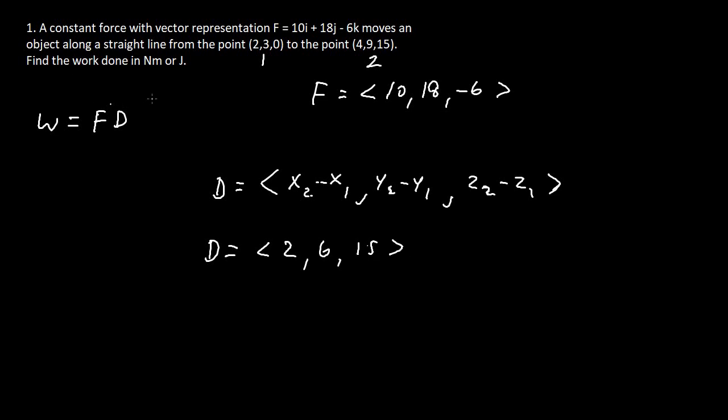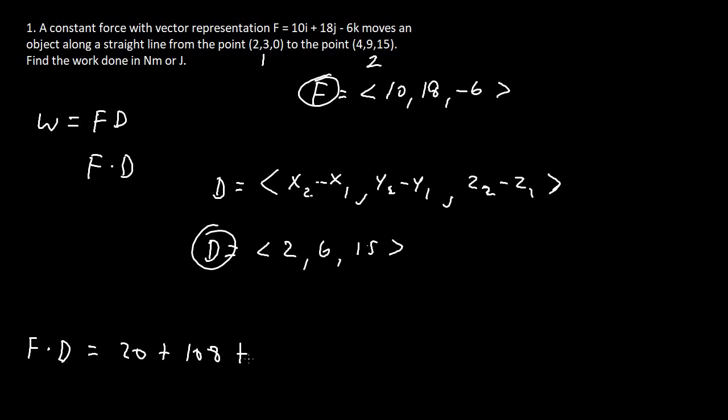So using this formula, given the force vector and the distance vector, we can go ahead and take the dot product of the force vector times the distance vector. So once again, when we calculate that, we're going to multiply similar components. So we take the x components, 10 times 2, we get 20. Then plus 18 times 6, so that's going to be 108. And then plus negative 6 times 15, or negative 90. And so that will give us a value of 38.